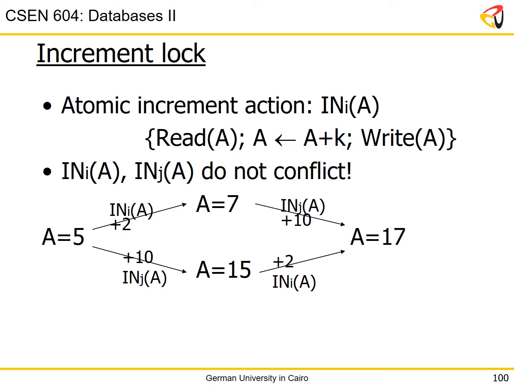If you start with a equal to 5 and you get two transactions, one of them adding 2 and the other adding 10. If you run the one that adds the 2 first, the 5 becomes a 7, and then you run the one that adds the 10, so you end up with 17. If you do it the other way around, you run the one that adds the 10 first, so the 5 becomes 15, and then you run the second one, adding 2, so again you reach the same number. Why will you always reach the same number?